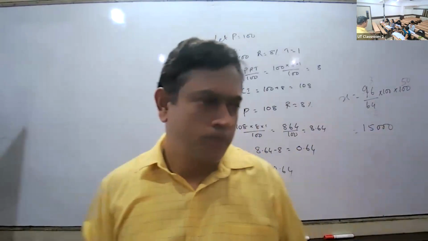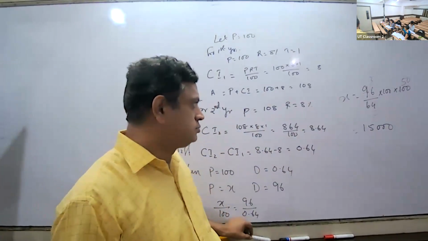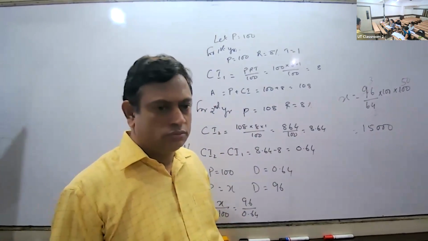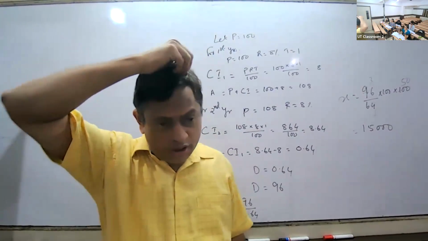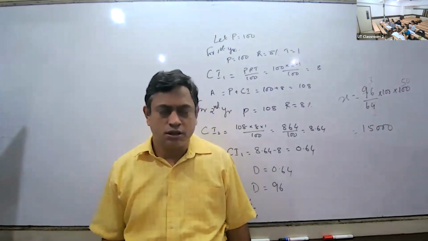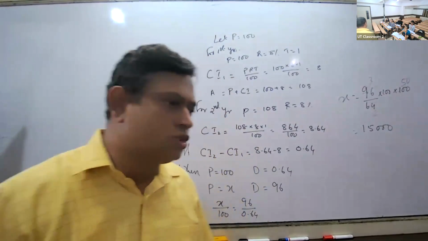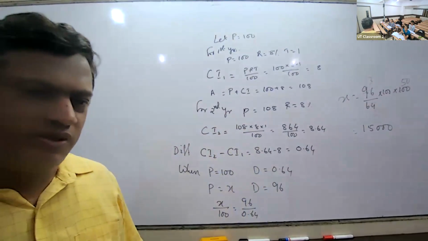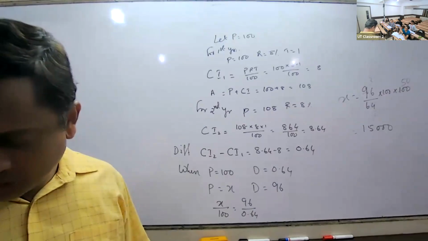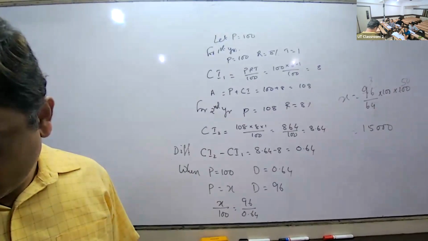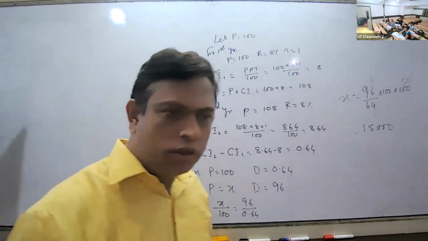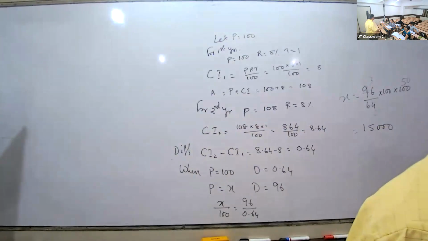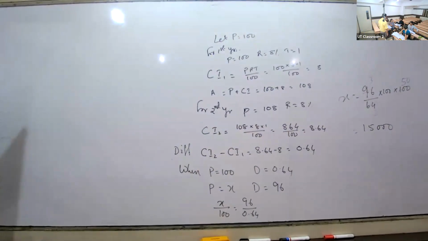Check the steps. What is done? The 100 method, the unitary method, is easy. With X it's a little difficult. You can do it with X also, there is no problem, but it's a long one. Are you following? A lot of things to write.